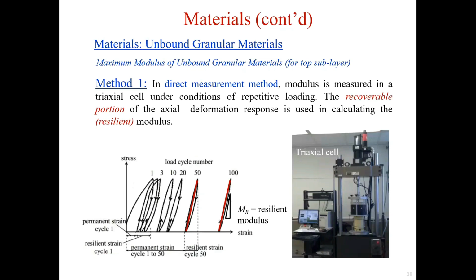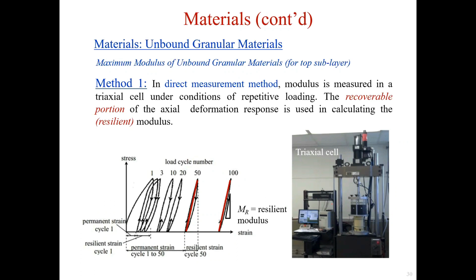After talking about the subgrade, let's look at the unbound granular materials. There are two methods to measure the modulus of the unbound granular materials: the direct measurement method and the presumptive values method. In the direct measurement method, the modulus is measured in a triaxial cell under repetitive loading conditions.